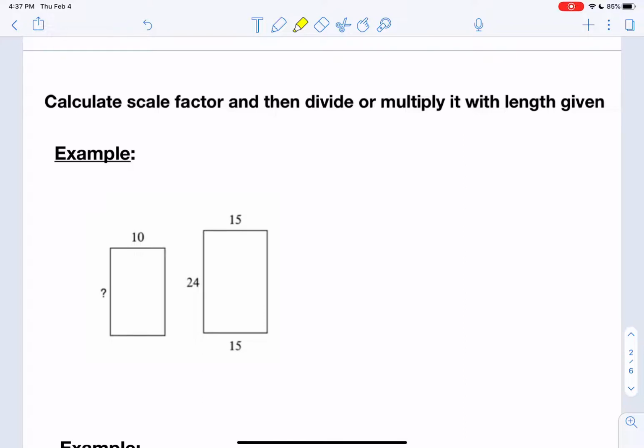Now, here, for our first option, we're going to work with scale factor. So scale factor equals new over original. The first image will always be the original. The second image will be the new. Okay, so when you see problems like this, it's always the first one's the original, the second one's the new. If these two images were one on top of the other, the top one would be the original, the bottom one would be the new.